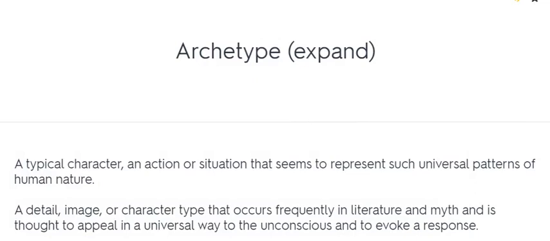Archetype. A typical character, an action or situation that seems to represent such universal patterns of human nature, a detail, image, or character type that occurs frequently in literature and myth and is thought to appeal in a universal way to the unconscious and to evoke a response.